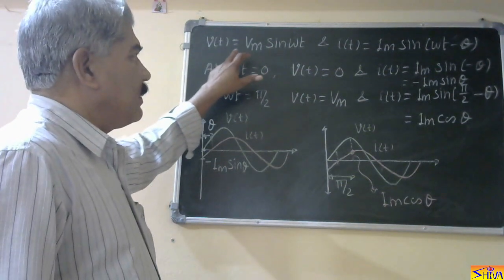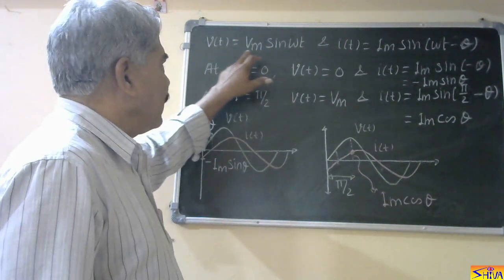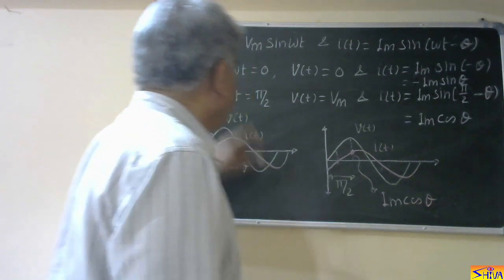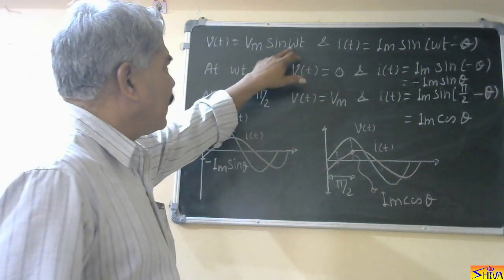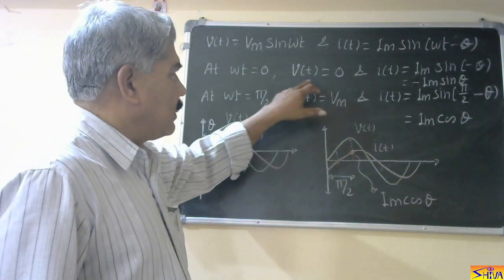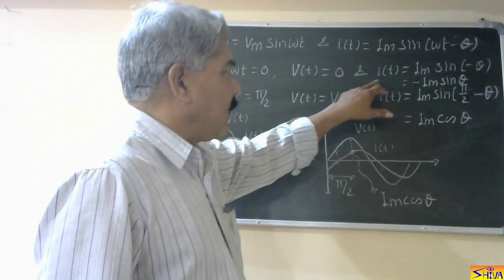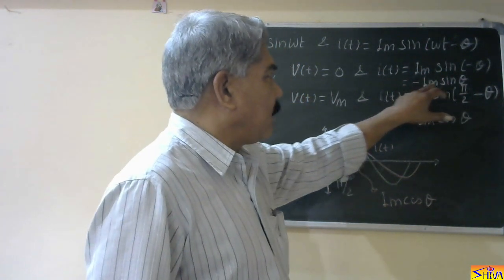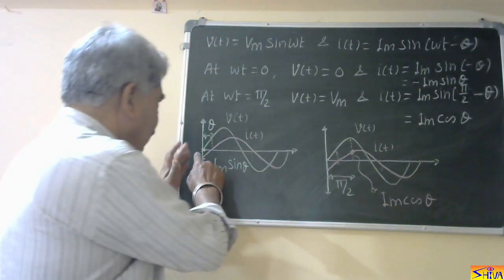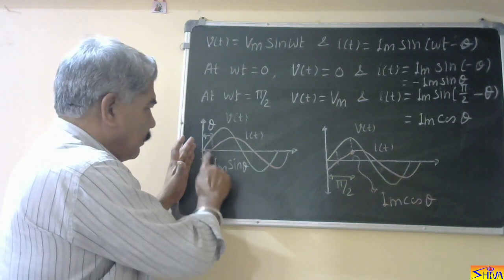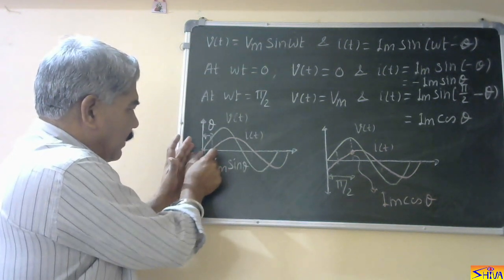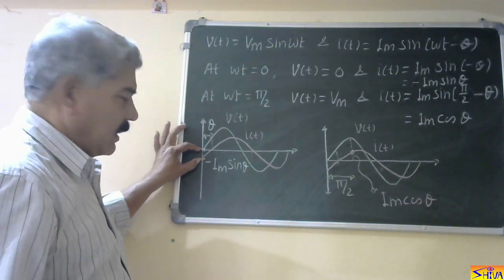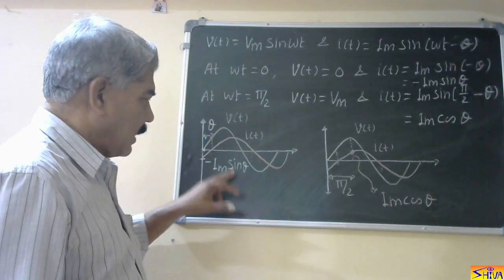Okay, so let us see the fundamental signals. Vt is Vm sin omega t and It is Im sin(omega t minus theta). Now when omega t is 0, Vt will be 0, that is at the zero crossing of this voltage wave. The current will be Im sin of minus theta, that is nothing but minus Im sin theta. So this is the signal Vt, and It is lagging by angle phi. Now at the zero crossing of this voltage signal, whatever is the instantaneous value of this current signal, that is minus Im sin theta.